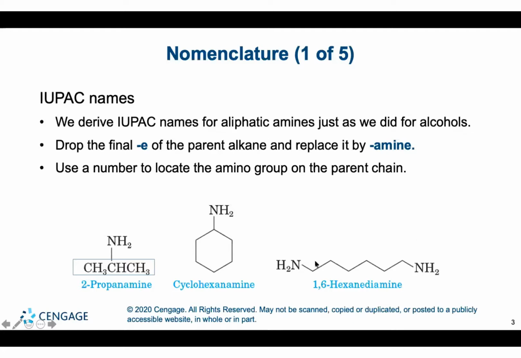What if you have two NH2 or two nitrogens on the longest chain of carbon? First, find the longest chain of carbon and count them. 1, 2, 3, 4, 5, 6. So I have NH2 on carbon 1 and on carbon 6. It's going to be 1,6-hexanediamine. It means I have two amines, diamine, in this compound.